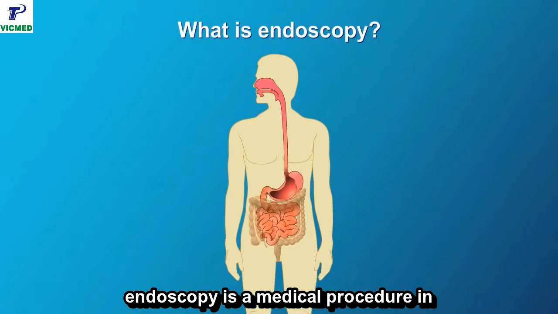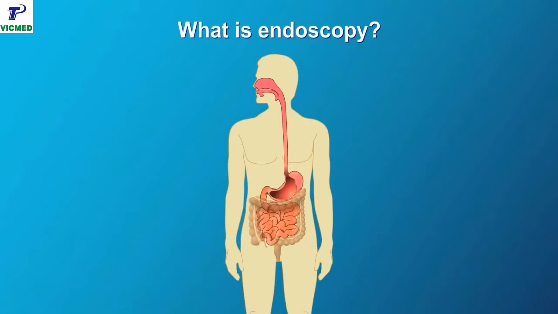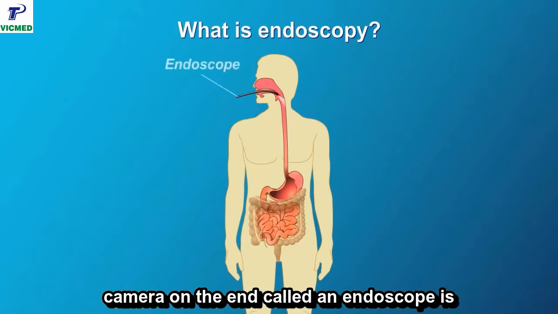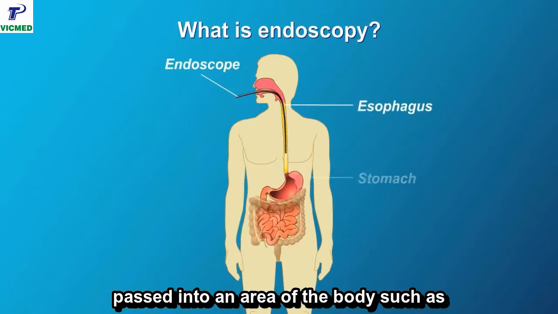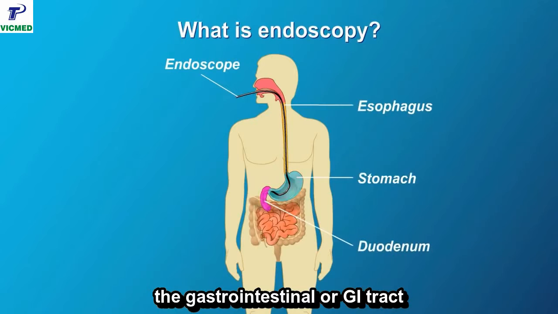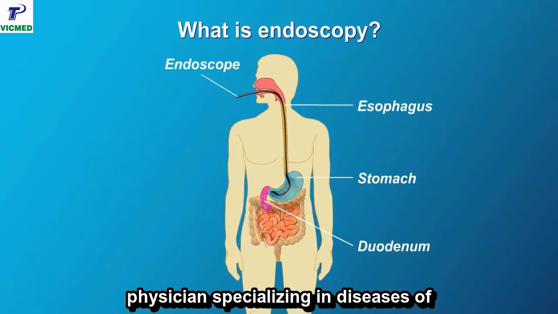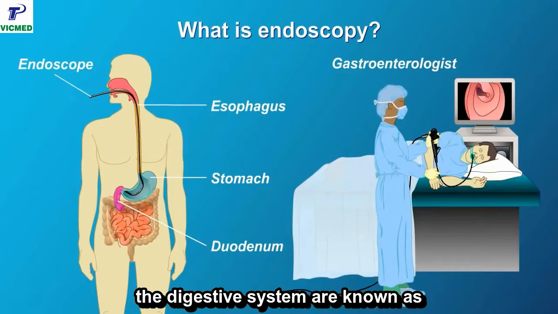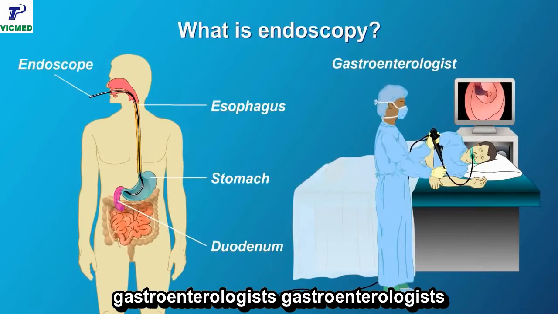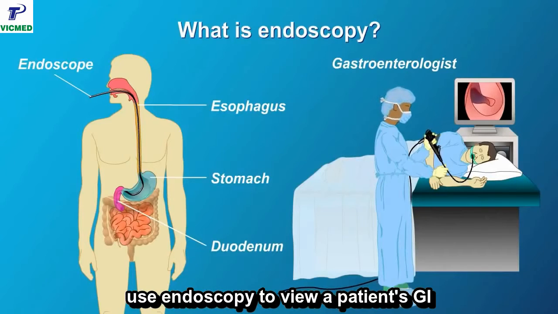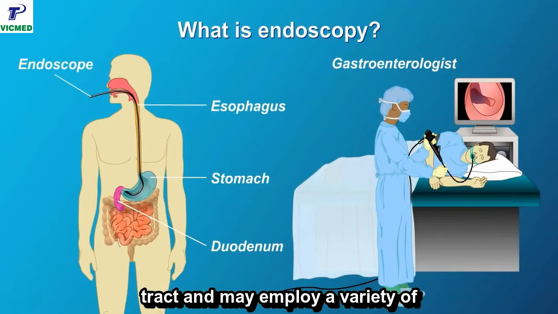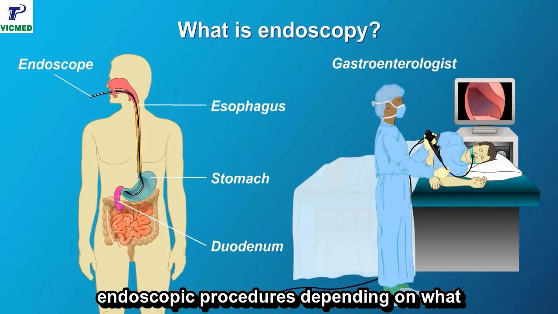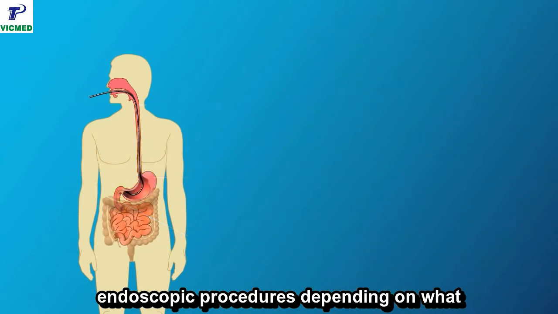Endoscopy is a medical procedure in which a flexible instrument that has a camera on the end, called an endoscope, is passed into an area of the body, such as the gastrointestinal or GI tract. Physicians specializing in diseases of the digestive system are known as gastroenterologists. Gastroenterologists use endoscopy to view a patient's GI tract and may employ a variety of endoscopic procedures.